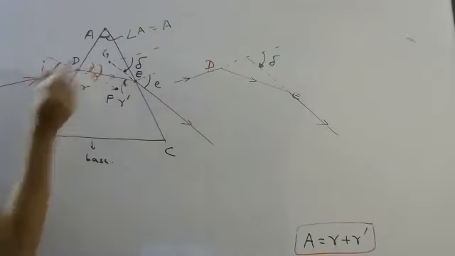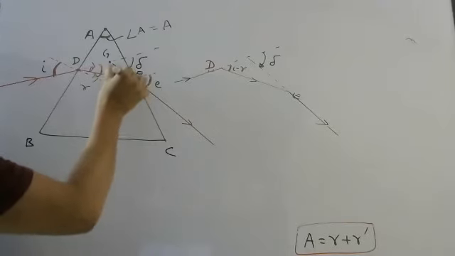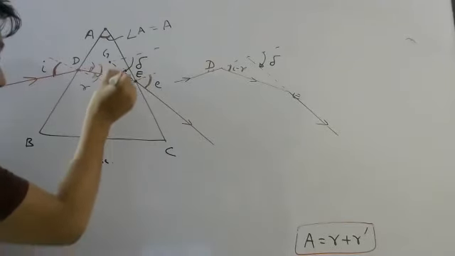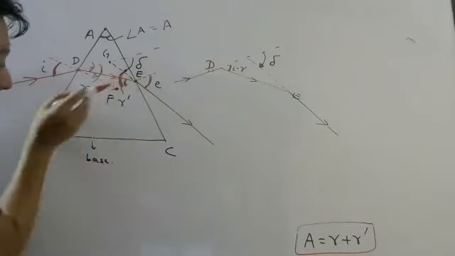Similarly, this is E. Opposite, this will also be E. But out of this much E, this much is R dash. So remaining will be E minus R dash. So this angle will be E minus R dash.